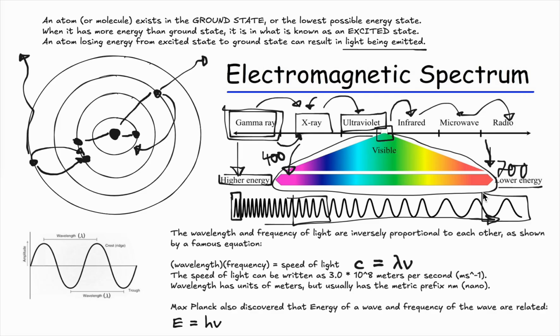All right. The wavelength and frequency of a light are inversely proportional to each other, as shown by a famous equation. And this equation tells us something. It's known as c equals lambda nu. All right. So lambda is the wavelength of that light, and nu is our frequency of that light, and c is a constant, which is the speed of light. So it is basically telling us that the wavelength of a light times the frequency of that light is equal to the speed of light.